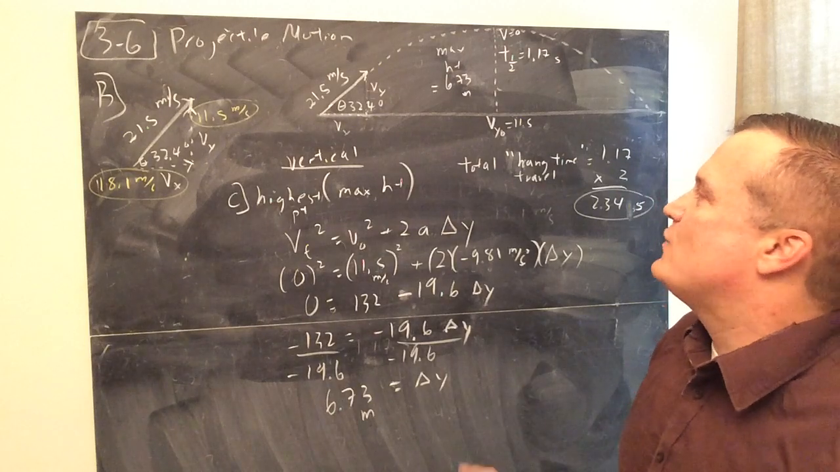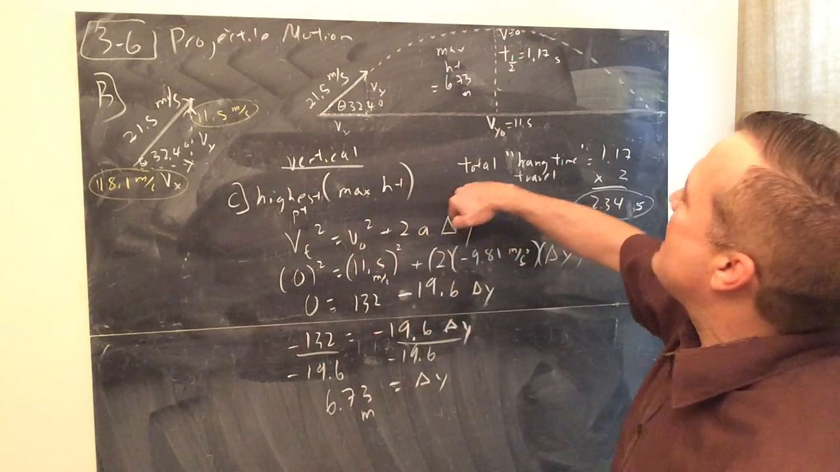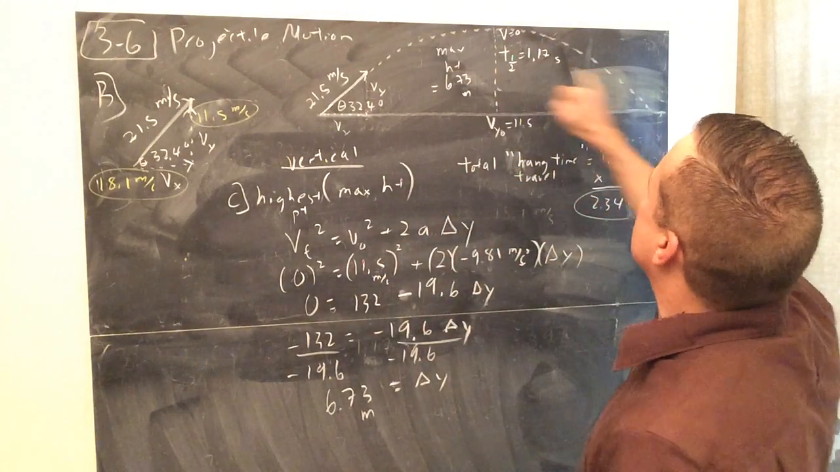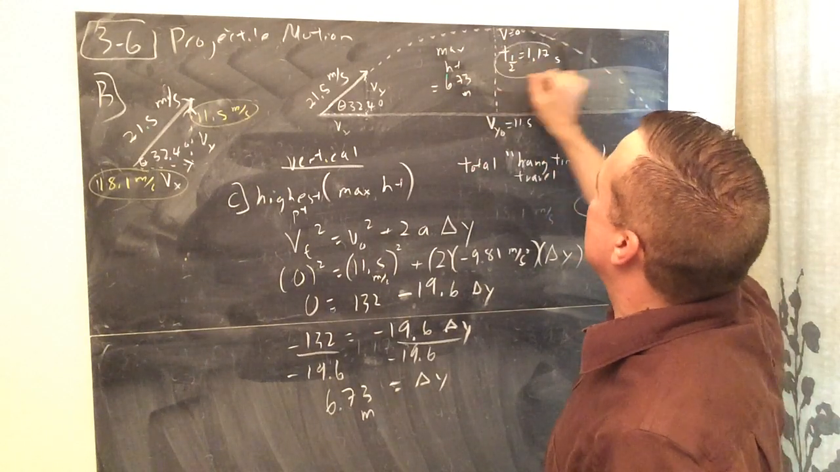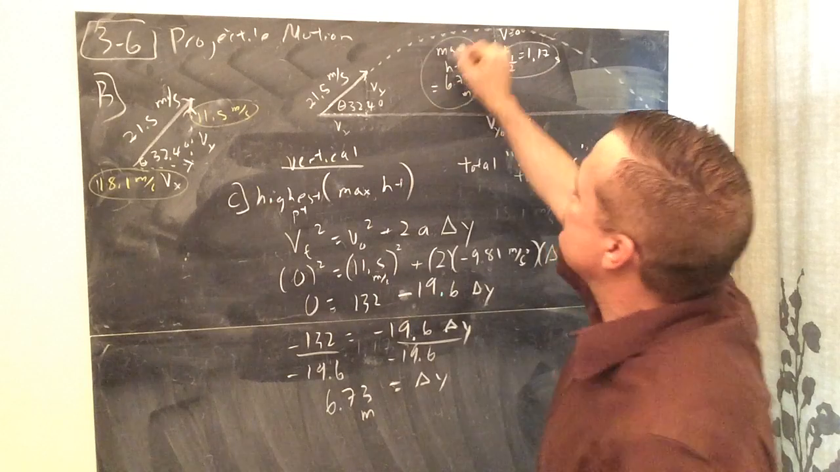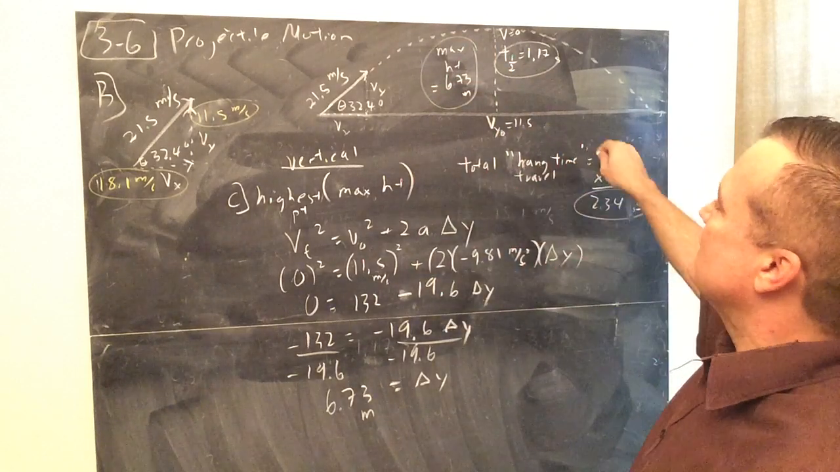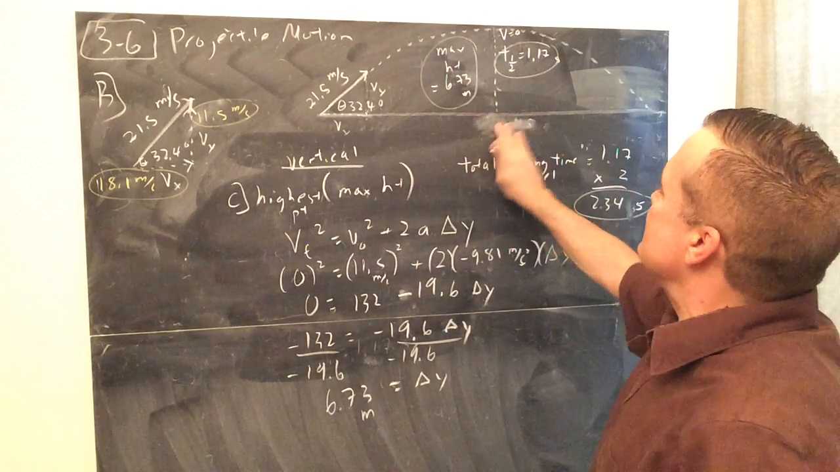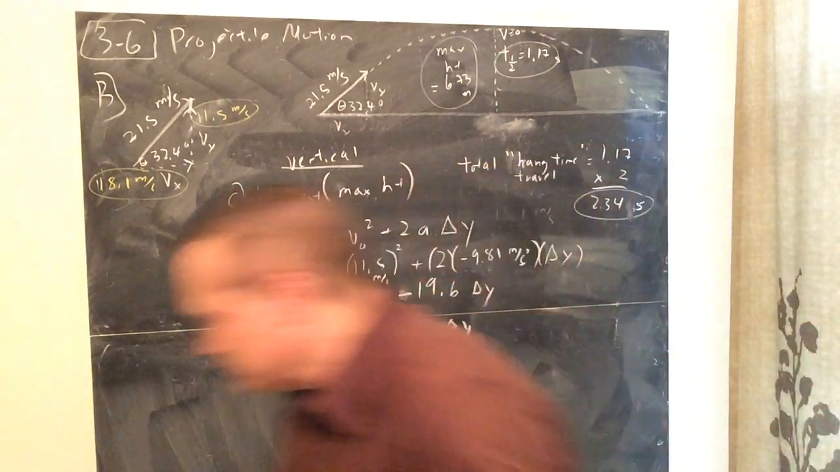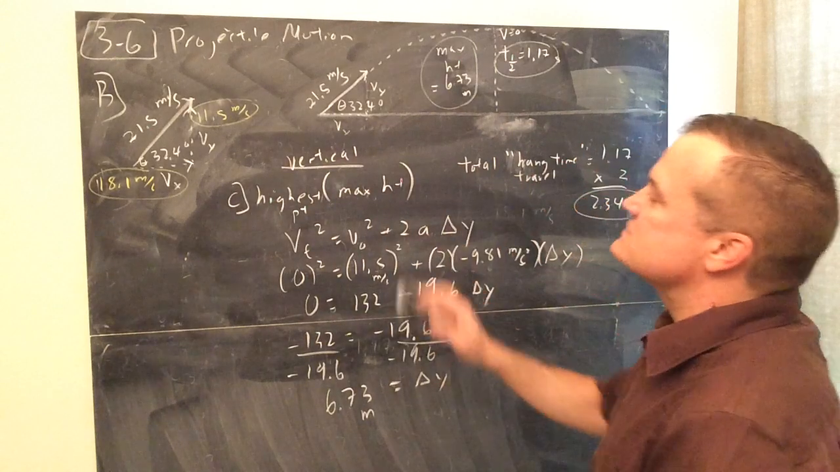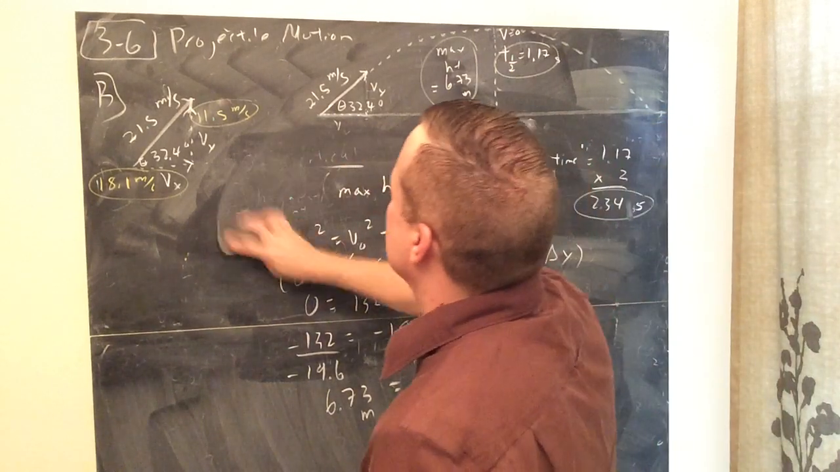All right, and then the last question is, so we know how much time it takes for the entire travel, 2.34. Time to the highest point is 1.17. The maximum height, 6.73. Now we need to know the range. That is, how far away will the ball land? To do that, that is a horizontal problem. I'm going to erase this.